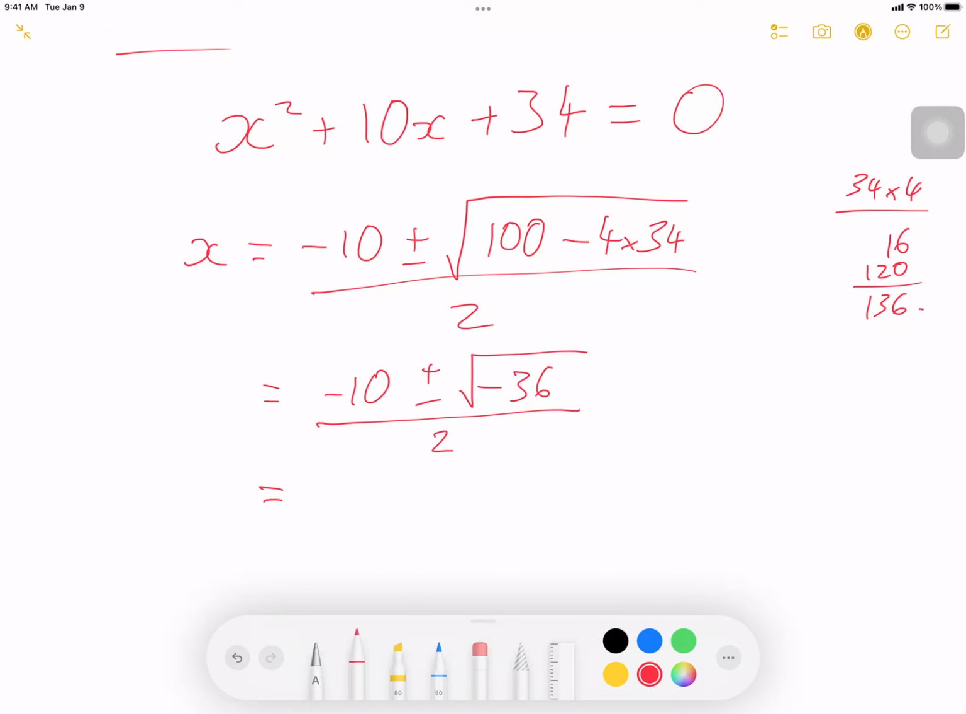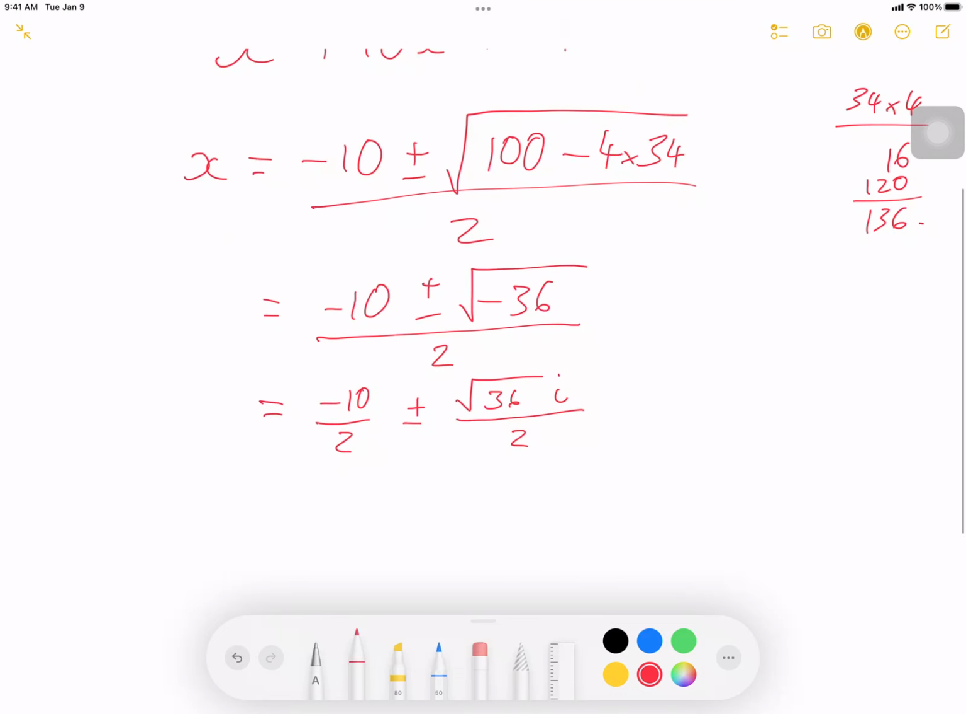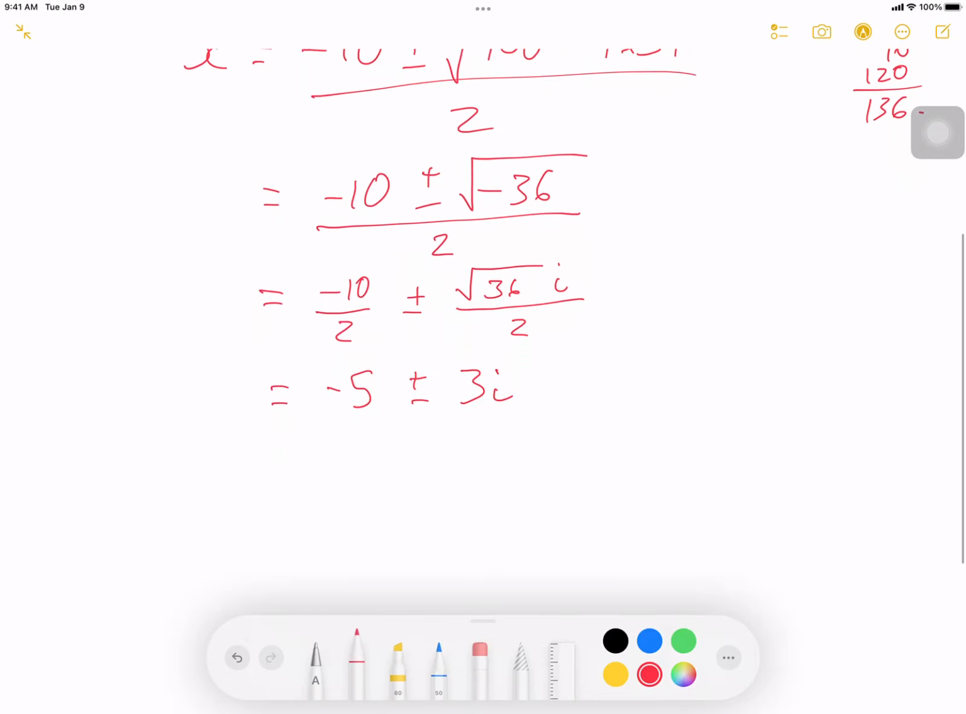So I've got minus 10 over 2 as my real part, plus or minus the square root of 36 times i all over 2. That's my imaginary part. Then I can say that's minus 5 plus or minus 6 over 2, which is 3i. So those are my two roots.